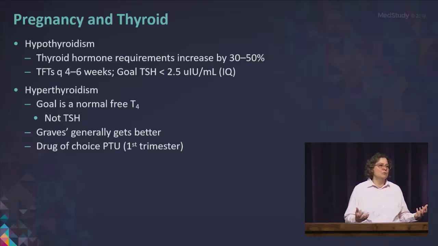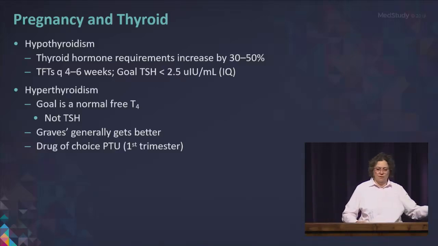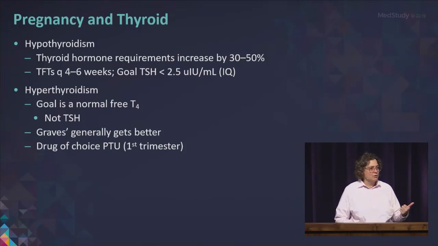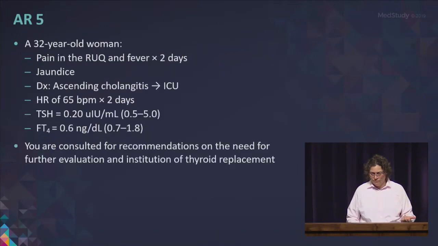Now, the good news is the most common etiology of hyperthyroidism is Graves' disease. Pregnancy is a time of immune tolerance, so generally Graves' disease does get better during pregnancy anyway, which makes your job easier, and then you just get a flare after they deliver. Should you want to treat hyperthyroidism in the first trimester, it would be PTU, and then if it's necessary in the second trimester, we would switch over to methimazole.